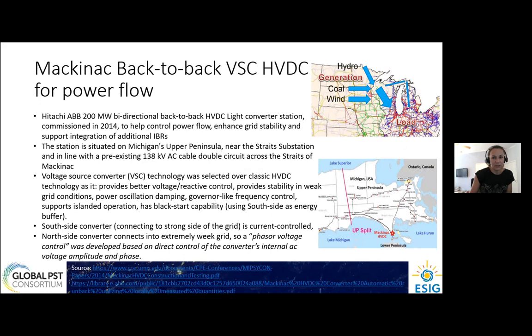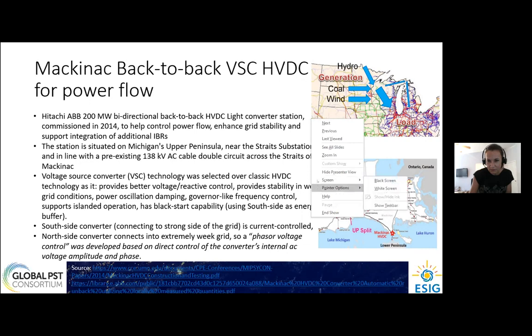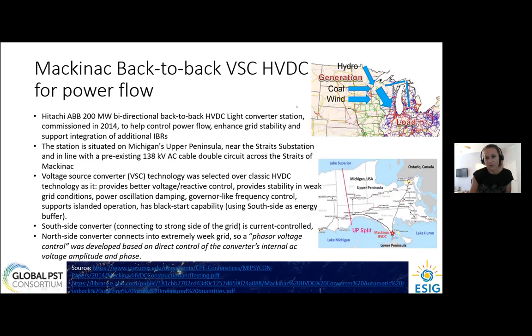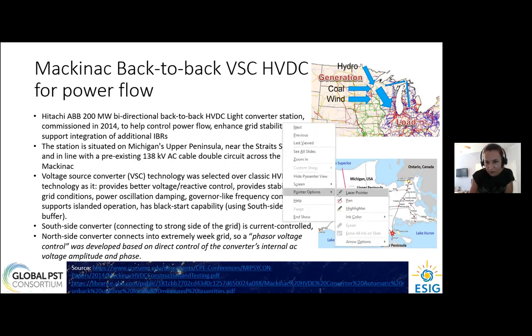So basically this, can I get the laser pointer? I'm not sure how to get the laser pointer, but never mind. If you look at the top figure here, the upper pointer options, Julia, right click, pointer options. Pointer options, I can see it.